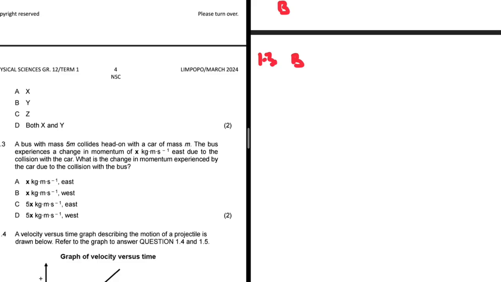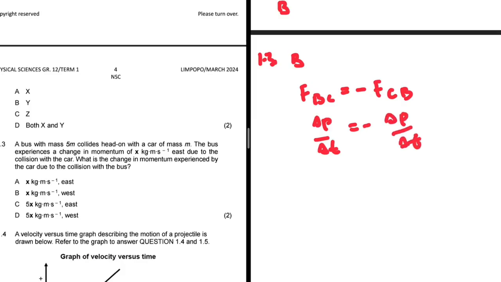But wait a minute, let's go through it. Why is the answer B? Why is the change in momentum the same? Take a look at this. We have the force that the bus exerts on the car, so let's say FBC. This is equal to minus the force that the car exerts on the bus. Would we agree with that? Yes, you would agree. Newton's third law, right? But then what is net force in terms of momentum? That is delta P over delta T. So this is also equal to minus delta P over delta T, right?